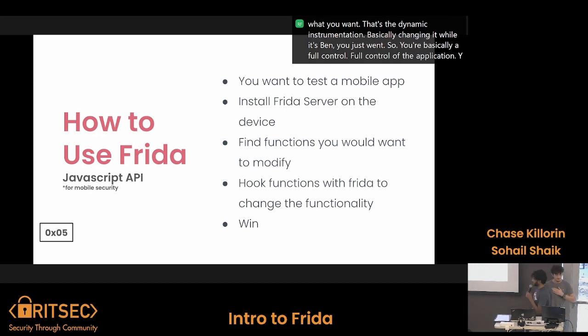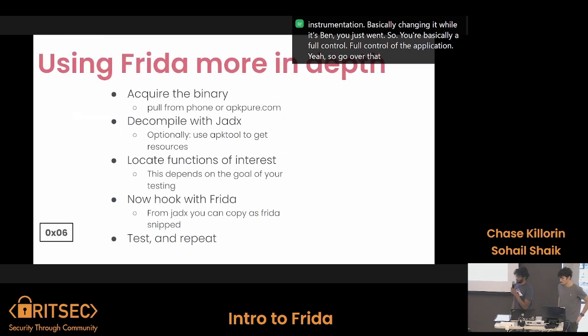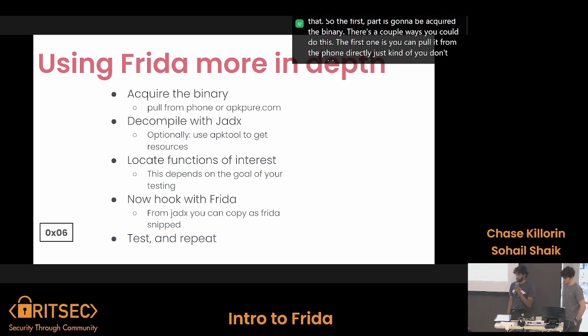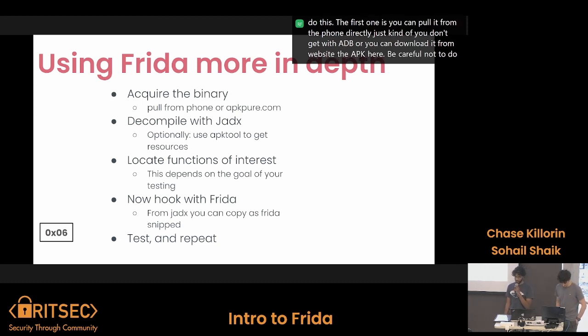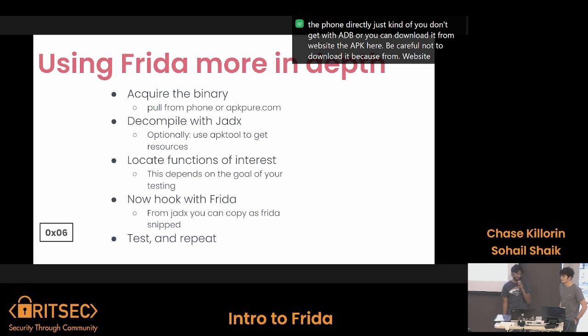Yeah, so going over that, but a little bit more in depth. The first part is going to be to acquire the binary. There's a couple ways you can do this. The first one is you can pull it from the phone directly, just yoink it with ADB. Or you can download it from a website like APK Pure. Be careful not to download APKs from goofy websites because usually they have a bunch of malware packed in with them. So you want to make sure that you're downloading it from legitimate or well-known sites.